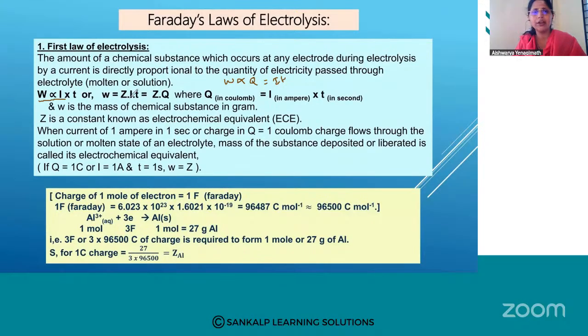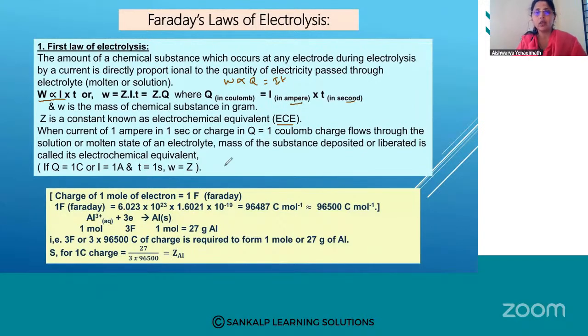Remove the proportionality sign and introduce a constant, Z. So W is equal to Z into I into T, where Q is given in coulombs, the unit for charge. The unit of current is ampere, and of time is second. Here W is the mass of the chemical substance, and Z is a constant known as electrochemical equivalent, abbreviated as ECE. What is the electrochemical equivalent? If you pass a current of 1 ampere for 1 second, how much charge are you passing? Current of 1 ampere for 1 second gives 1 coulomb of charge. So when 1 coulomb of charge flows through the solution or molten electrolyte, the mass of substance deposited or liberated is called the electrochemical equivalent.